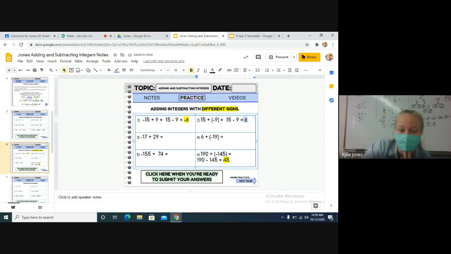All right. So go ahead and take, let's say, 4 minutes to work on these 3 problems. So decide which one is bigger, do the subtraction, and then decide if it's negative or positive after.